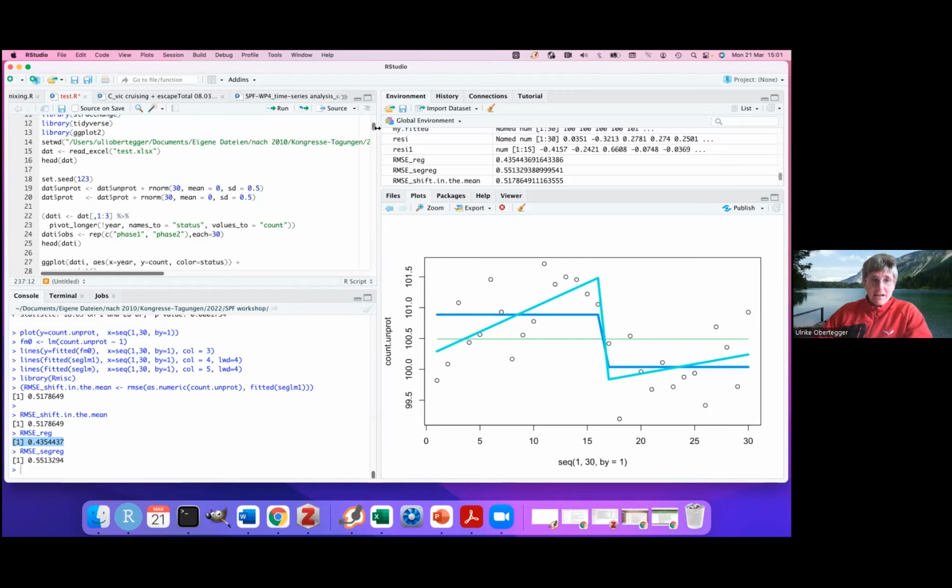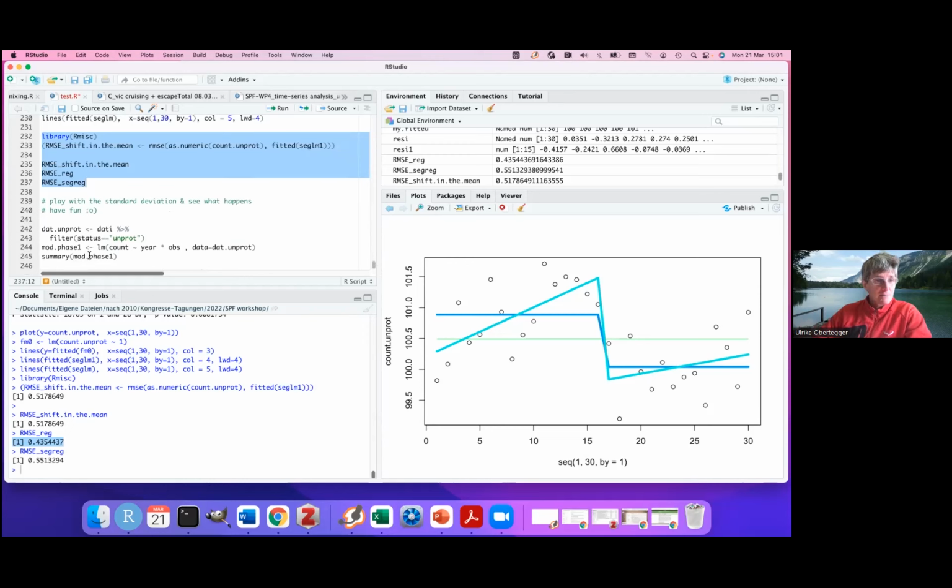The final lines of this code say, play with the standard deviation and see what happens, and have fun. Before you can have fun, I have to correct the issue with the residuals. In any case, I hope you enjoyed this workshop and learned something. If you have any questions, I'm happy to answer them.